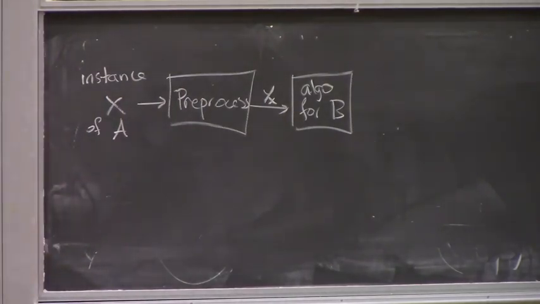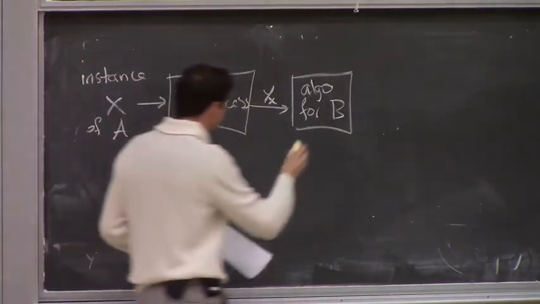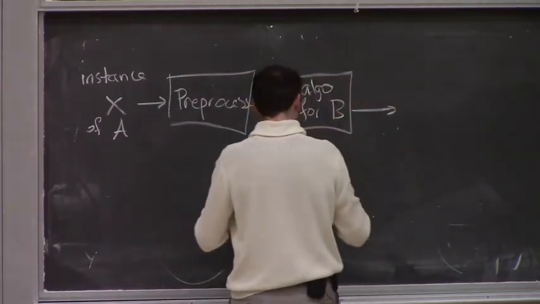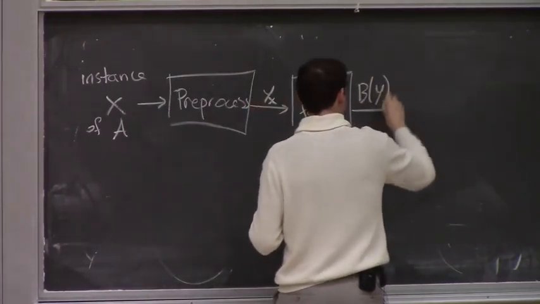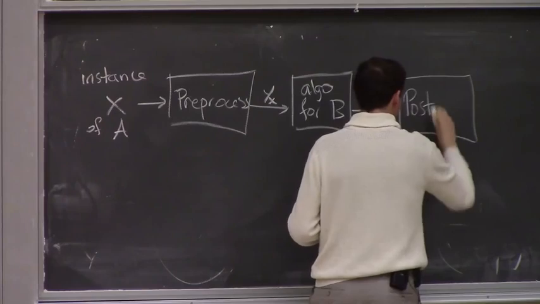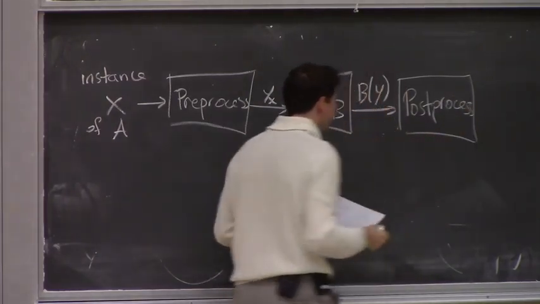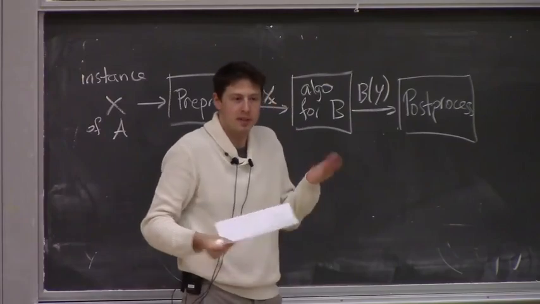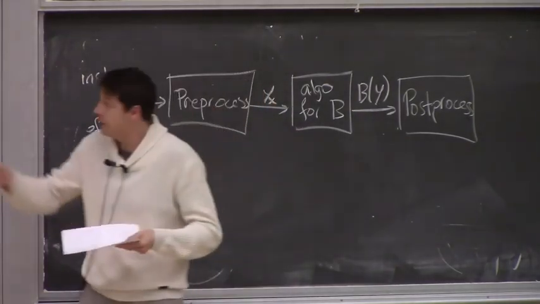That's what we did here. We took an instance X of bipartite matching, and we didn't literally give it to the max flow subroutine. It wouldn't know what to do, right? It would just segfault. Instead, we augmented it. We did something so that after the subroutine returns an answer, B of Y, we can interpret this answer with a post-process, right? Because this is an answer to the B problem. Maybe it means nothing as an answer to the A problem. That's indeed the case here.